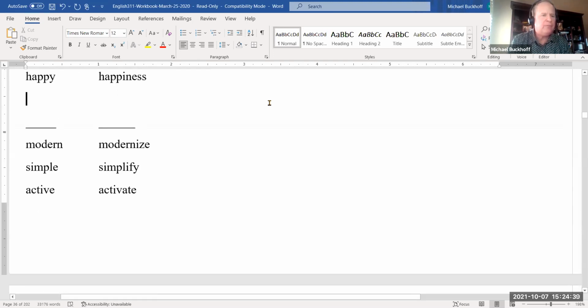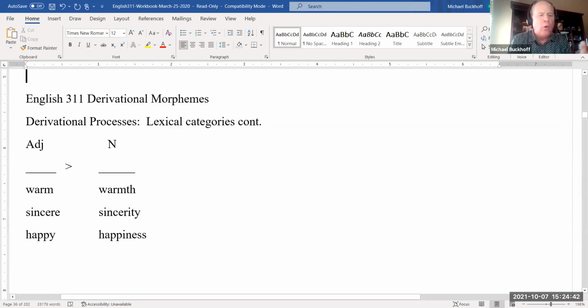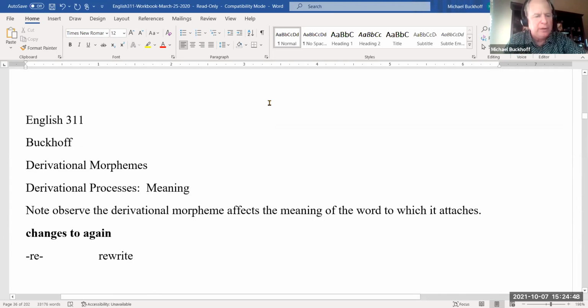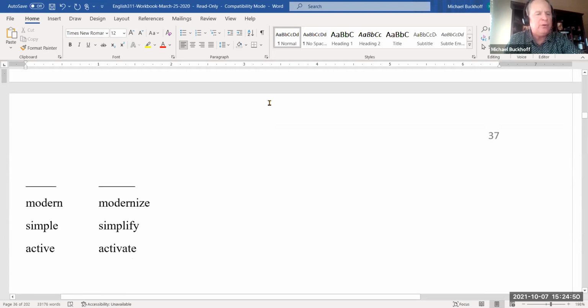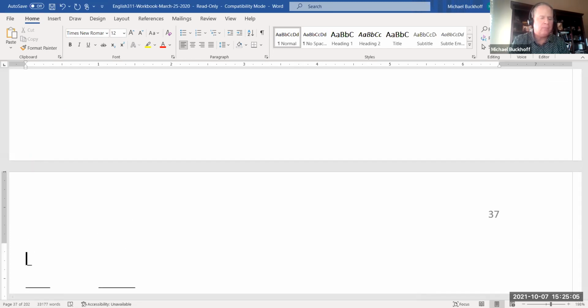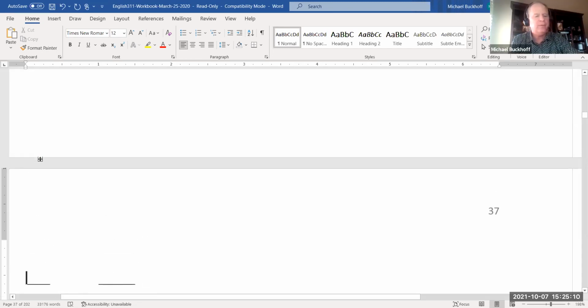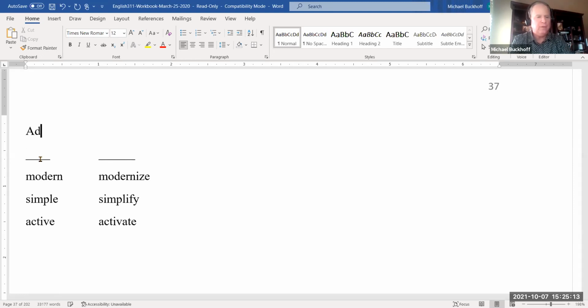Okay, let's keep going. This is just illustrating, and I'm over illustrating, I admit, but sometimes I want to hit the point and really get it into your brain. That's what I'm doing here. You got modern, modernize, simple, simplify, active, activate. So what's the derivational process here? Noun to verb? No. Adjective to verb. Yes, because you might say modern skyscraper, simple plan, or active lifestyle.